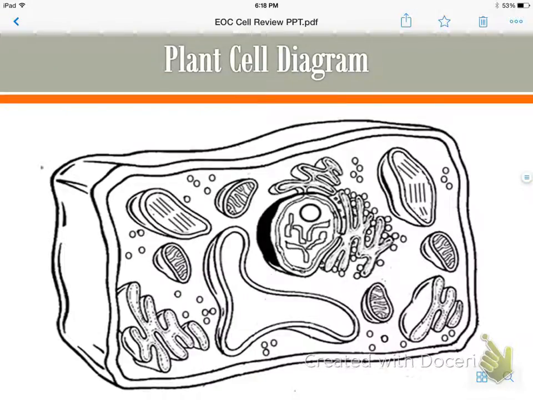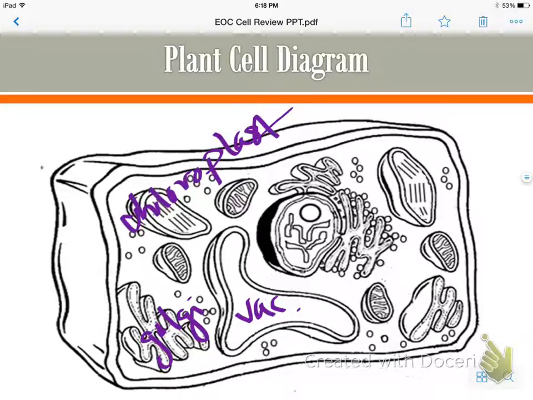Plant cell has a few different things. So the vacuole, don't forget that. Golgi is here. This is your chloroplast. And then mitochondria are a little bit smaller. Okay. And then you have your nucleus and your ER. Those are the major things. Oh, and don't forget about the cell wall.